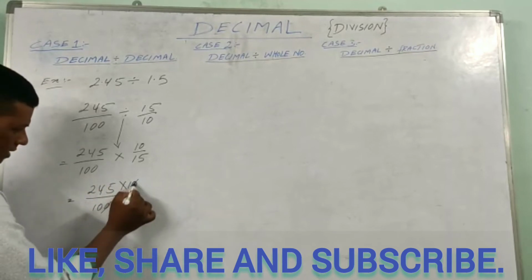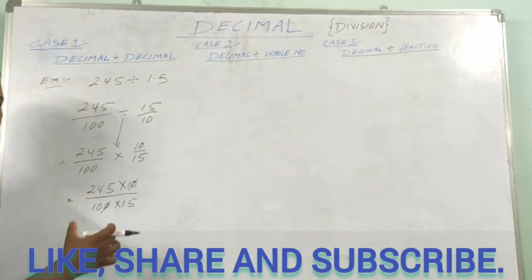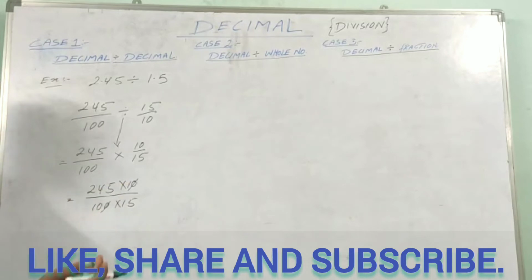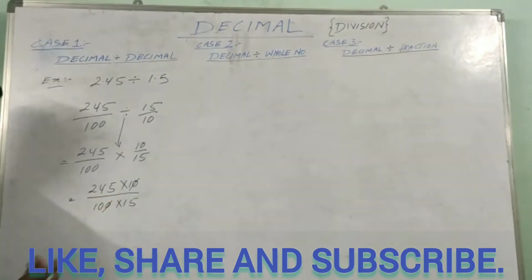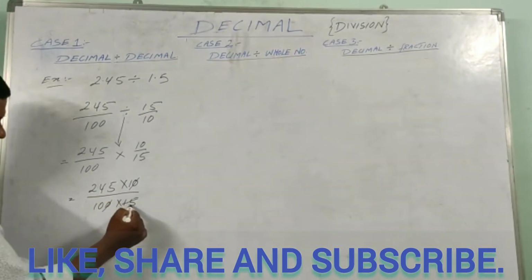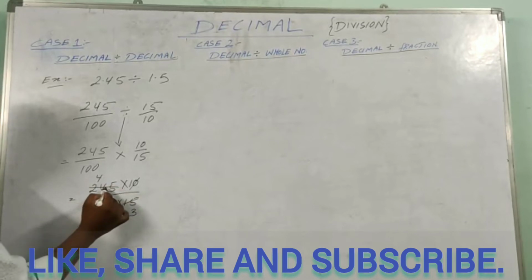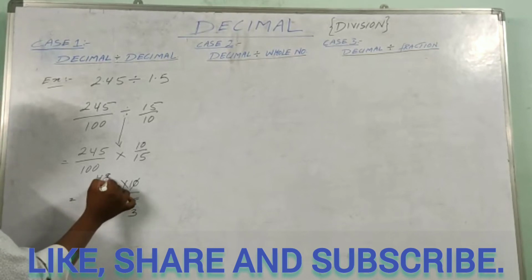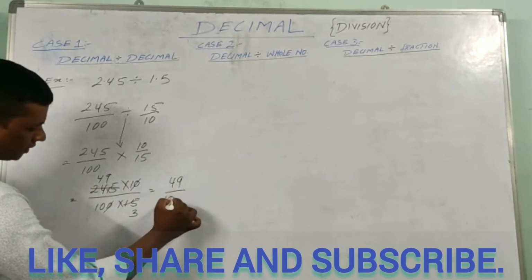Now 0 gets cancelled. Before multiplying the numerator and the denominator, first write together and see to it to reduce to the simplest form. If it is not possible, then you can multiply directly. Now since it is possible, I am cancelling. 5 3s are 15, 5 4s are 20, 4 carry, 5 9s are 45. That is 49 divided by 10 into 3.